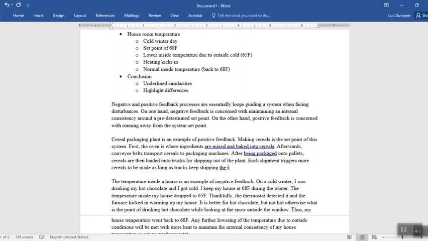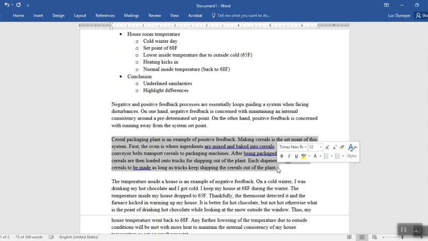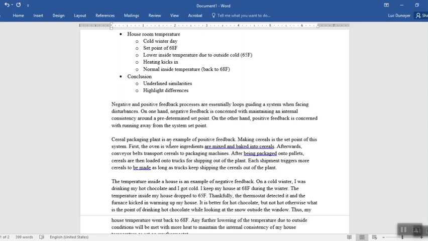And here I'm starting with the cereal out of the plant. I'm not sure I'm happy with that structure. Maybe I'm going to be fine with it. Each shipment triggers more cereals to be made. I like the paragraph. First the oven, I'm going to read it, and just making sure everything fits.